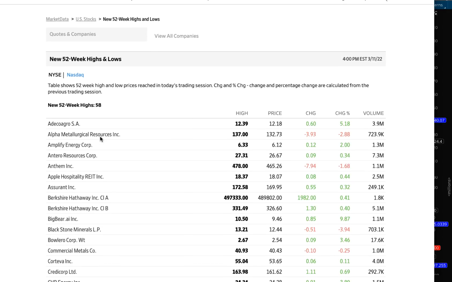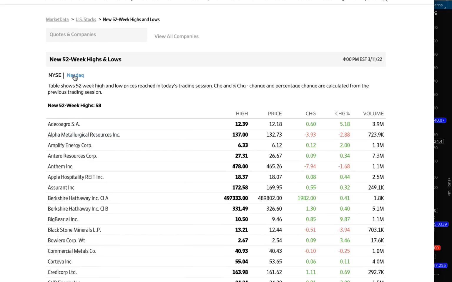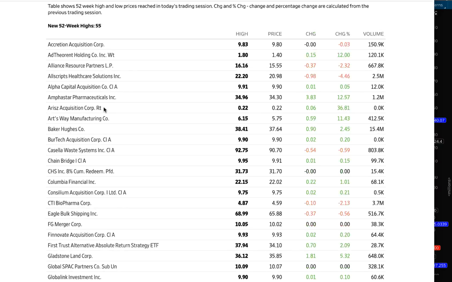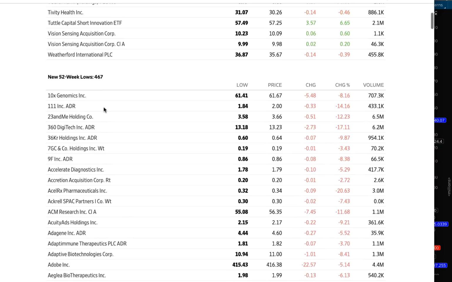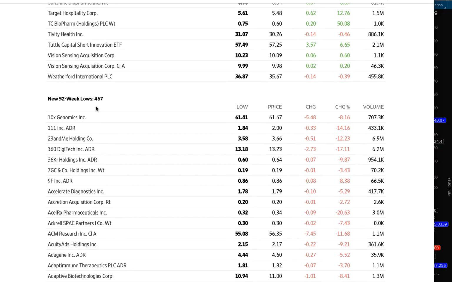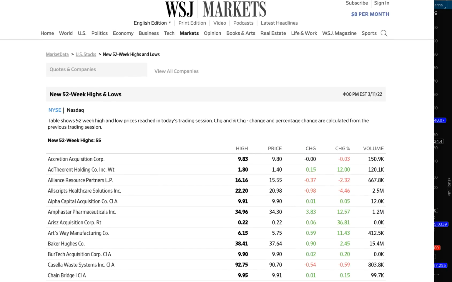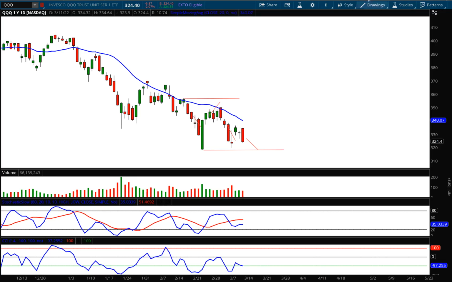Pretty amazing. Now, look at the NASDAQ. It's even worse. On the NASDAQ, we have 55 stocks hitting a 52-week high. And this number is more dramatic, with 467 stocks hitting a new 52-week low. So that's just about an 8.5-to-1 ratio for the NASDAQ market. And last time we saw that was last week right here. And so what happened? As a result of that weak breadth of the market, we saw lower prices.